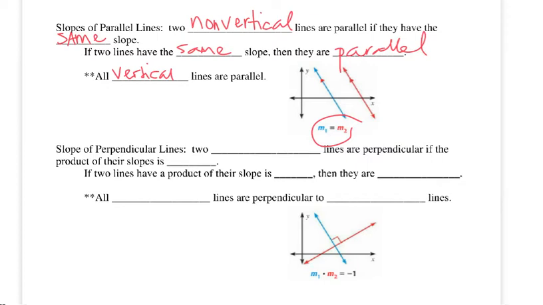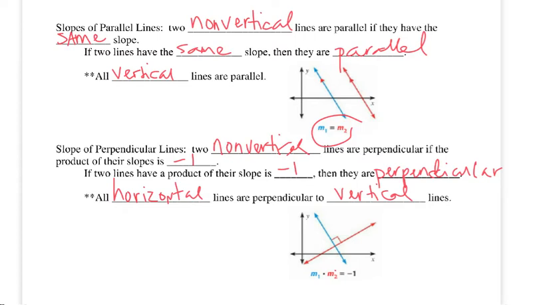And this one also goes backwards, so if we have two lines that have a product of their slopes that's negative 1, then we know that they are going to be perpendicular. The reason we also said non-vertical lines in the definition is because all horizontal lines are going to be perpendicular to all vertical lines.